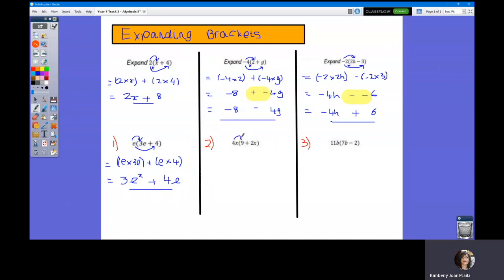Number 2, 4x times 9. We're going to expand the bracket. So 4x times 9. We write down the plus sign. Then we multiply 4x by 2x. 4x times 2x.